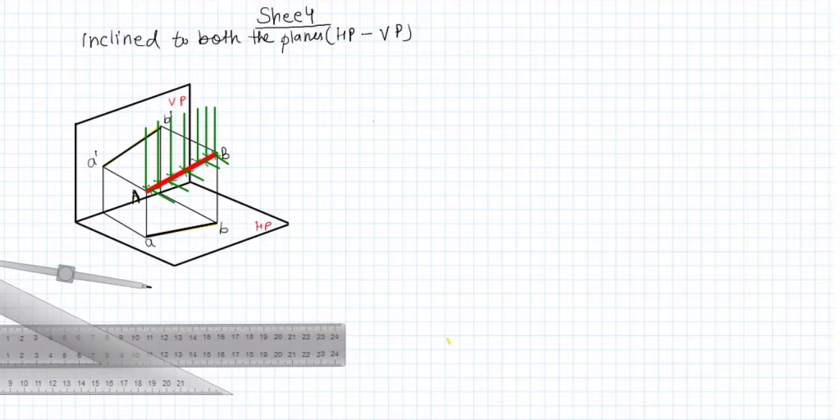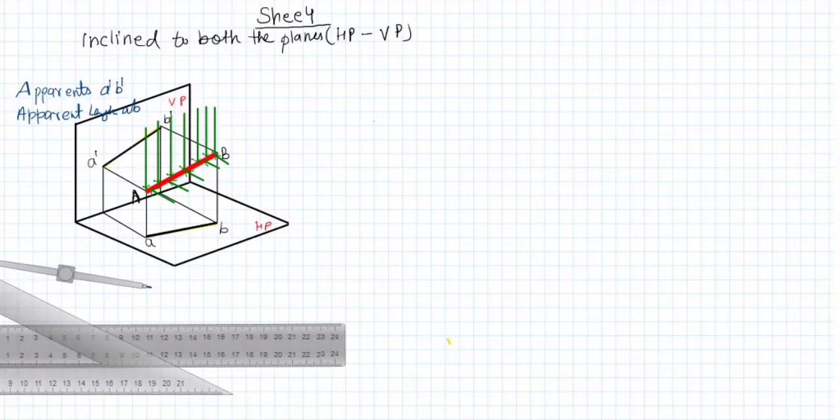This we all know. Since this line is inclined to both HP as well as VP, the lengths A dash B dash and AB will not give us the true length. They are giving us the apparent length. A dash B dash is the apparent length of the line AB in the front view on the vertical plane, and AB is the apparent length in the top view. These are not the true lengths. I hope this point is clear.